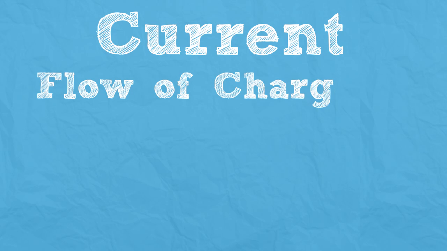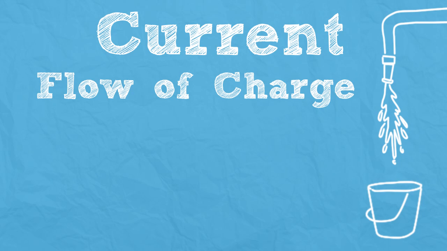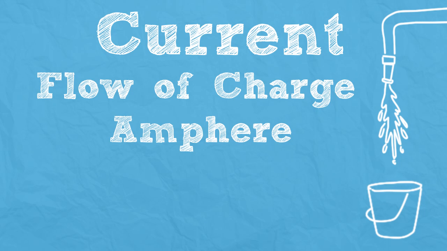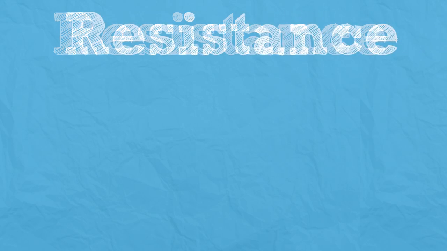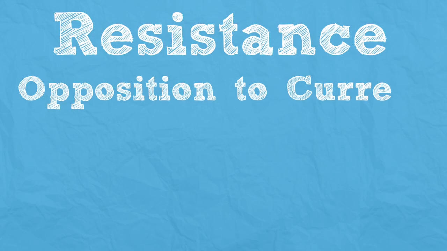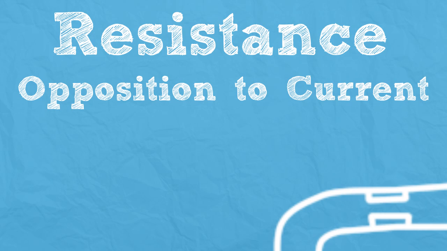Next is current, which is how many electrons are flowing through the wire at one time. You can think of it as how many gallons of water are coming out of the faucet. Current is measured in amperes, which is abbreviated to amps. Finally is resistance. Resistance is the circuit's ability to slow the flow of electricity and is measured in ohms. You can think of resistance like a block in the middle of a faucet.